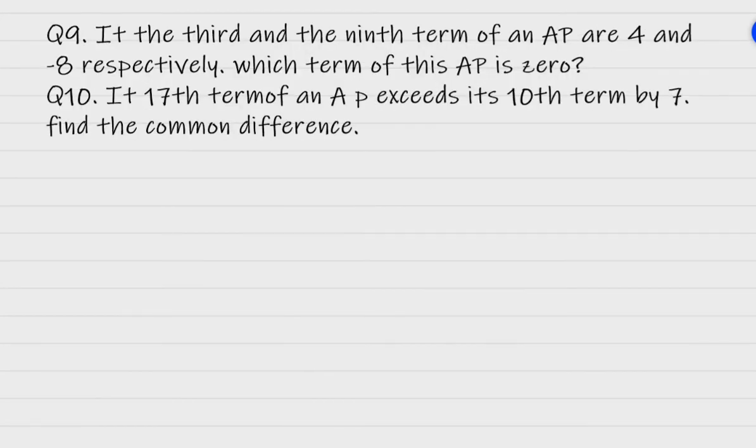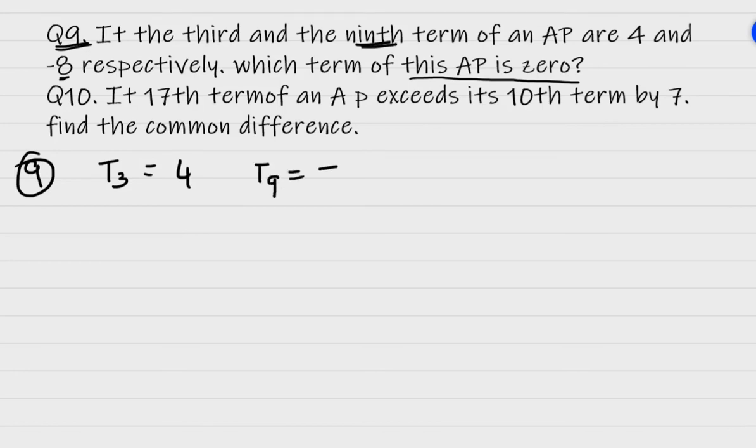If the third and the ninth term of an AP are 4 and minus 8. Now look, question number 9. If the third and the ninth term of an AP are 4 and minus 8 respectively, which term of this AP is 0? Simply first of all write down what is given. Third term, that means T3 is given. This is the solution of question number 9. Now T3 is given as 4 and ninth term, T9 is given as minus 8.